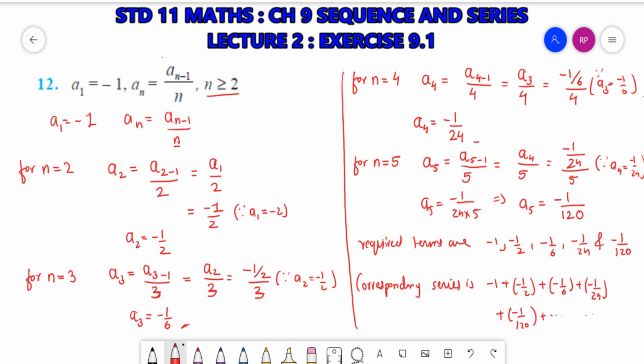The required terms are minus 1, minus 1 by 2, minus 1 by 6, minus 1 by 24, and minus 1 by 120. And the corresponding series is minus 1 plus minus 1 by 2 plus minus 1 by 6 plus minus 1 by 24 plus minus 1 by 120, and so on. Clear? So this was about question number 12. So just note it down.